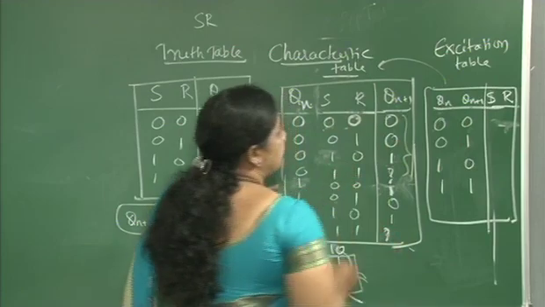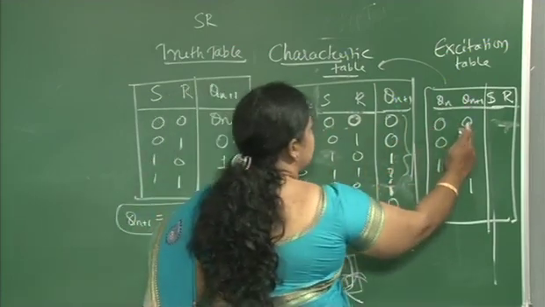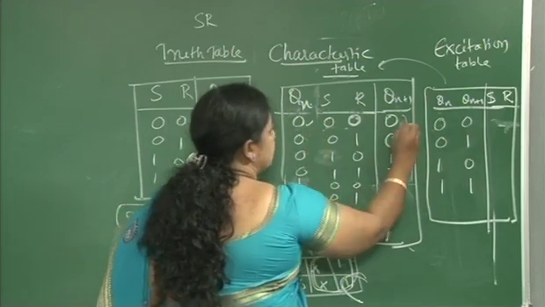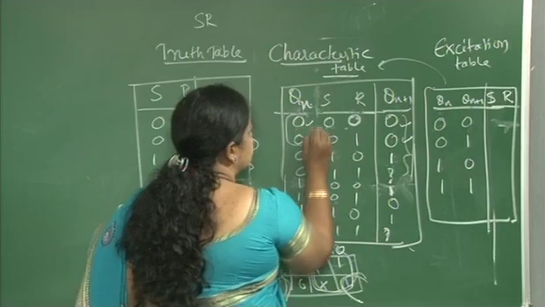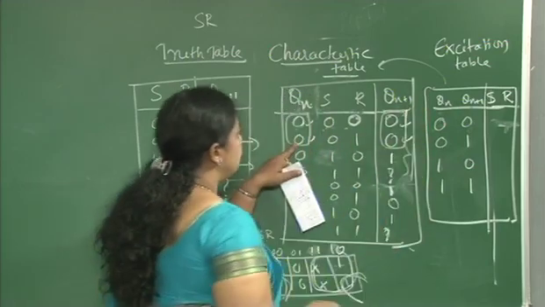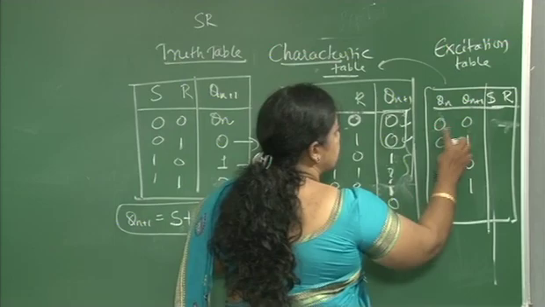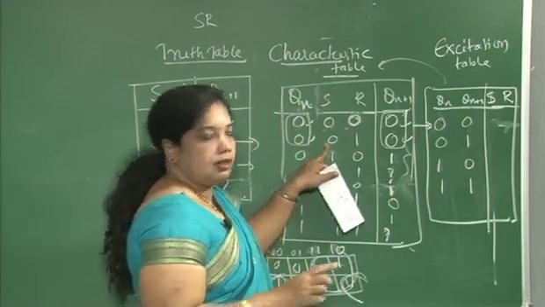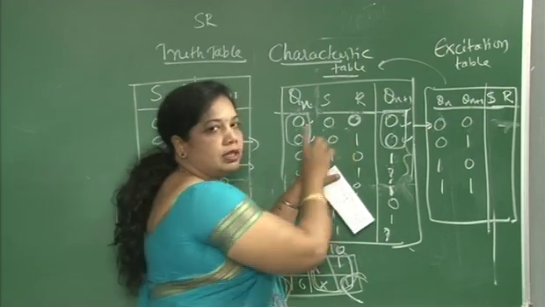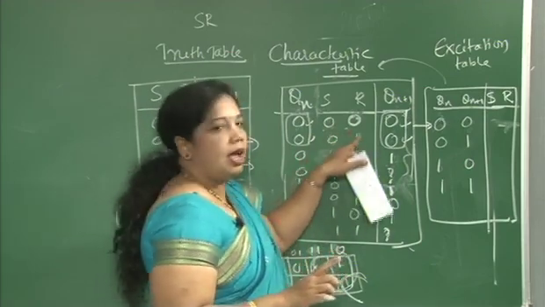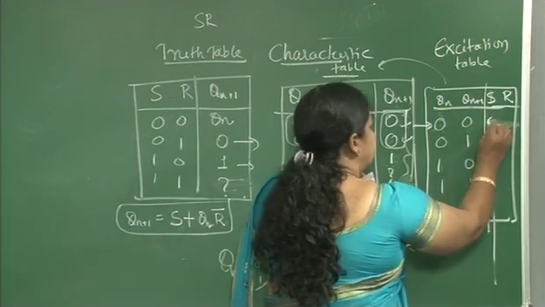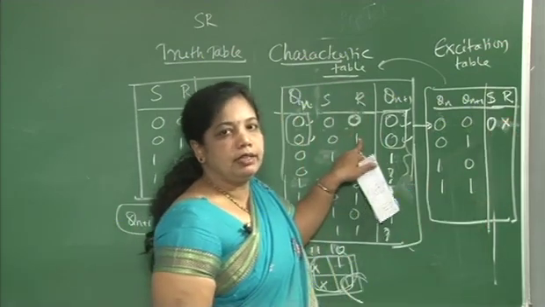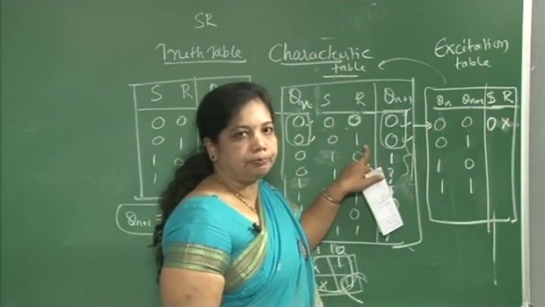Now check this characteristic table. Whenever Qn and Qn plus 1 are 0 0, you should see both the conditions: Qn plus 1 and Qn are both 0. So what is my S and R? In this, my S is common, it is constant 0, but R is changing. So I write that S is remaining constant, R is changing. R could be either 0 or 1.